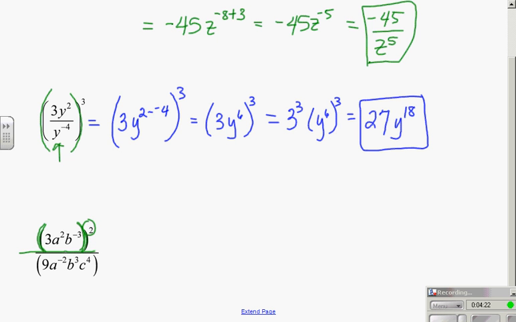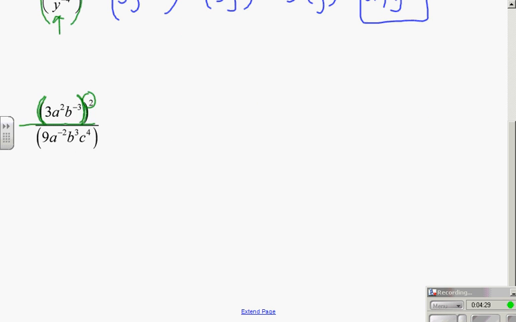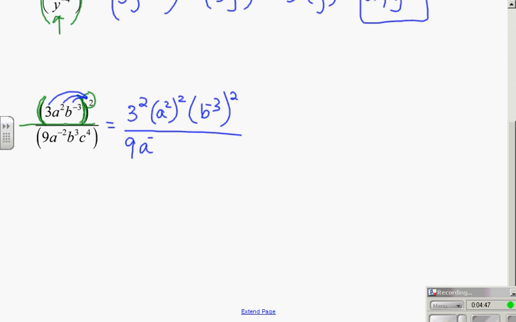Now, as you get more comfortable, you obviously can do more steps at once, but don't worry about doing too many steps together because that's where you're going to make mistakes. Just do it step by step. So first, I have to distribute this negative. So I've got 3 squared times a squared squared times b to the -3 squared, and that's all over 9a to the -2 b cubed c to the 4th.